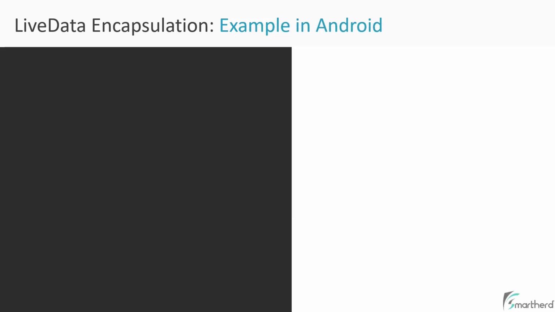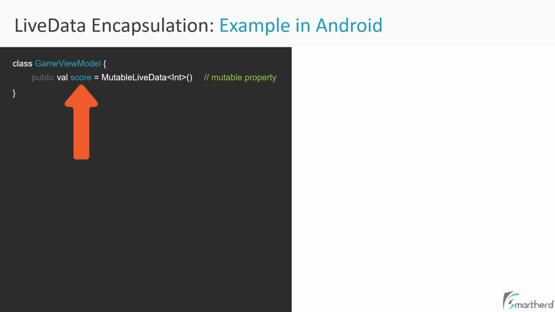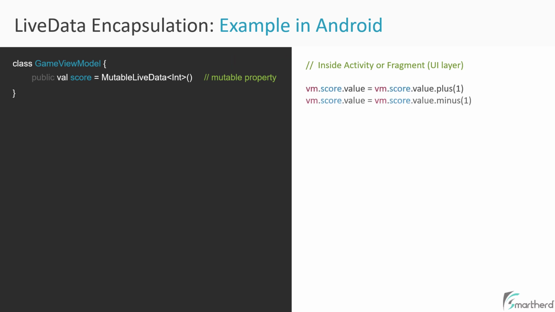So let us understand why we need to encapsulate live data at all. Suppose we have a class GameViewModel which contains a mutable live data such as score. Now, by default, this score property is public in nature, which means it can be accessed outside this class. That means if you want to access this property within an activity or fragment, that is our UI layer, then you need to use the instance of GameViewModel, which is VM over here, access the score value, and then update the score value as per your requirement. Here I am incrementing the value by 1. Similarly, we can decrement the score value as well as per our requirement.